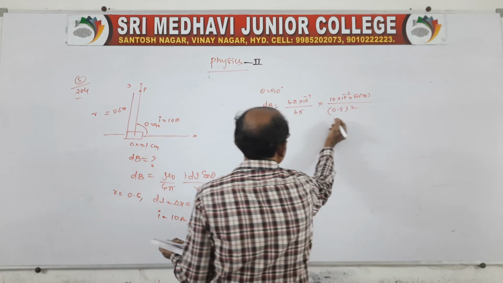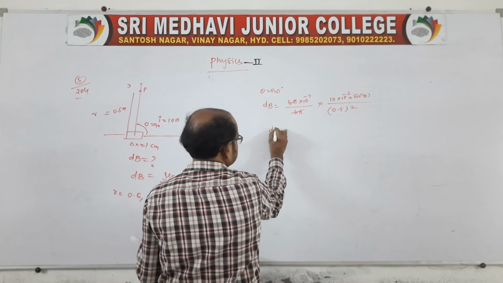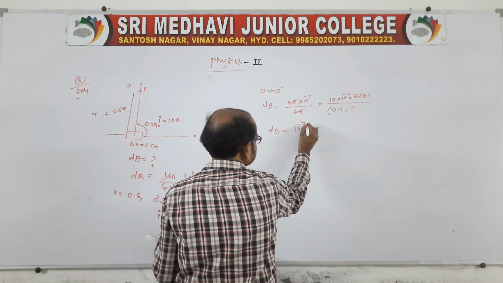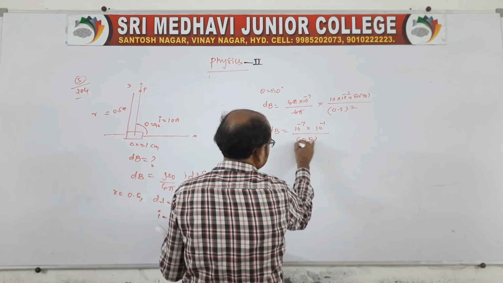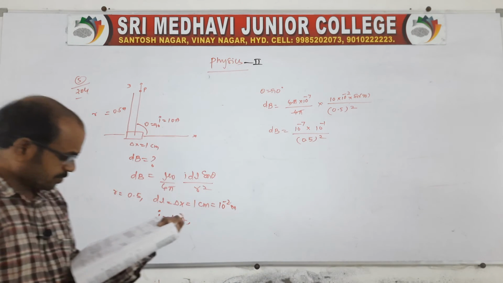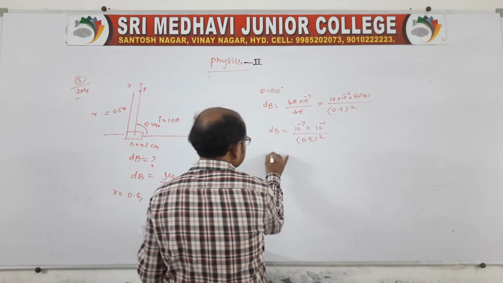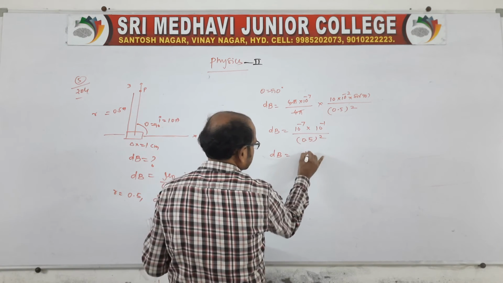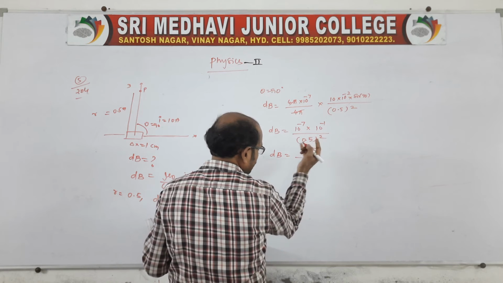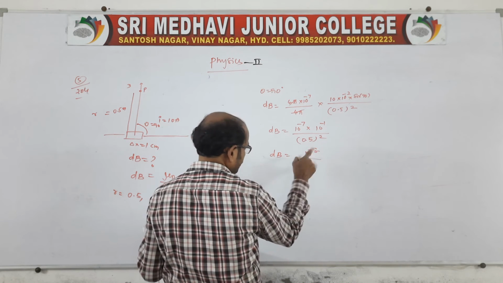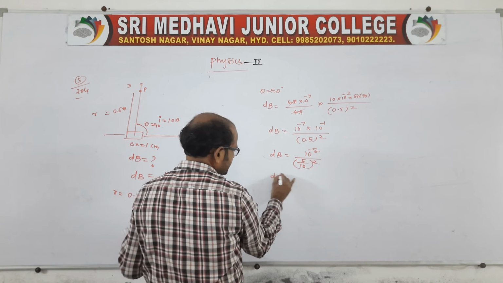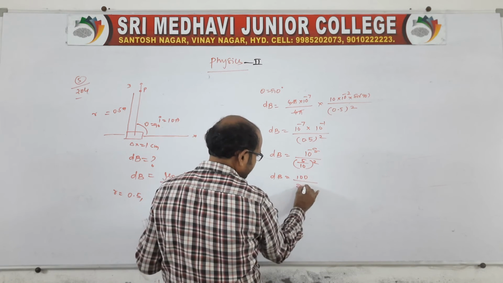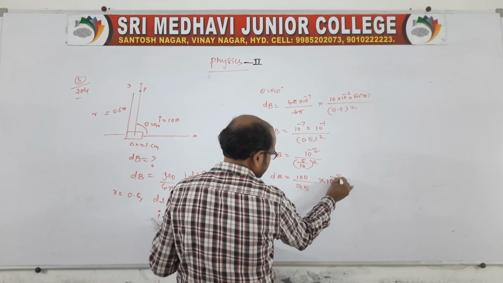Sin 90 is 1, and here 4 pi is cancelled. dB is equal to 10 power minus 7 into 10 power minus 1 by 0.5 whole square, that's all. So approximately dB is equal to 10 power minus 8 by 0.5. Now we can write 5 by 10 whole square, so that here it is 100 by 25 into 10 power minus 8.